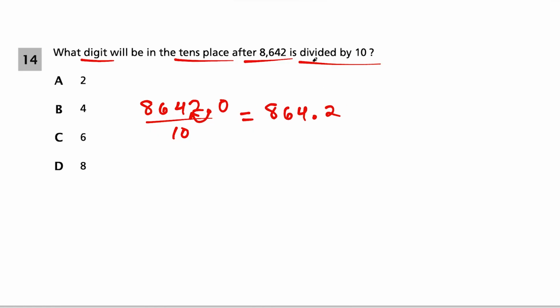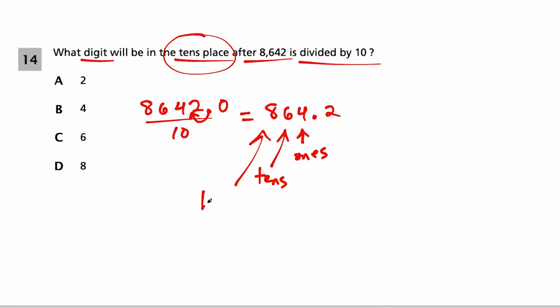864.2. And now what we're looking for is what digit will be in the tens place. So just know the names of the places. This is the ones place. This is the tens place. And then this over here would be the hundreds place. Okay, so the hundreds place. And now these are a little bit tricky to spell. Next would be, if I went this way, the tenths place.